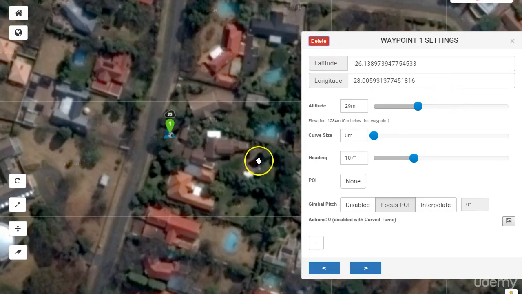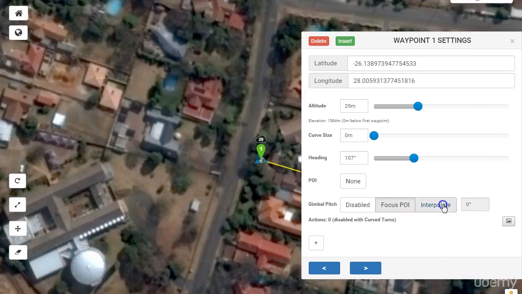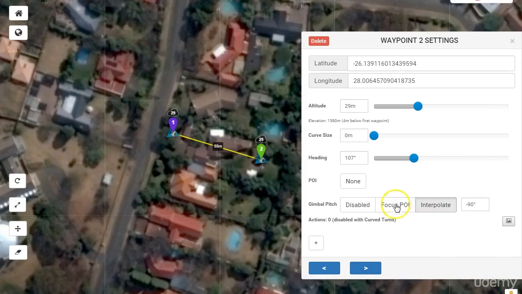Let's just see what's going on with that. Waypoint 2, -90. Okay, going back to waypoint 1, interpolate 0 degrees. Okay, so I was in focus POI. So waypoint 1, 0, waypoint 2, -90.